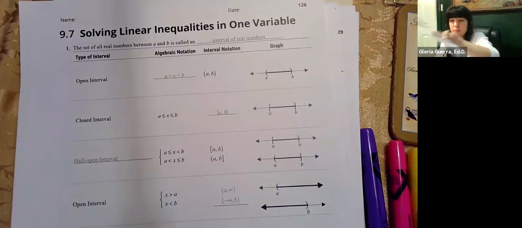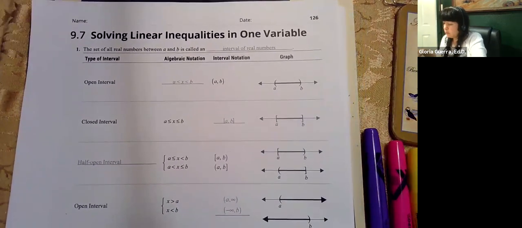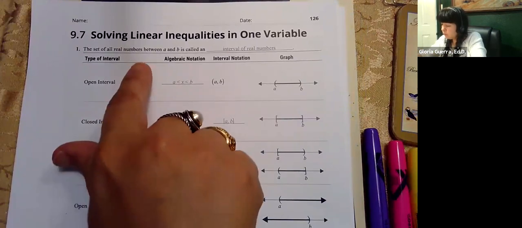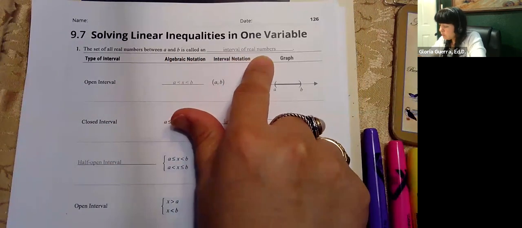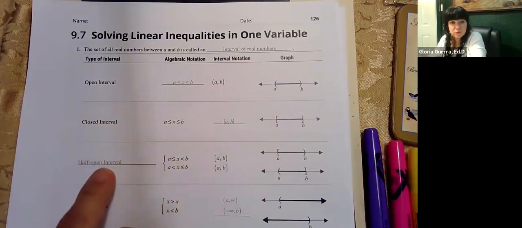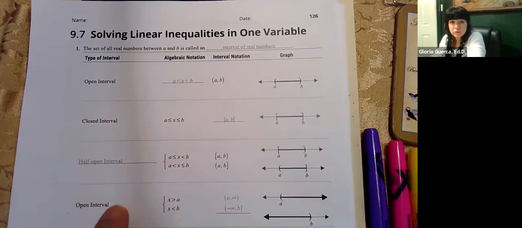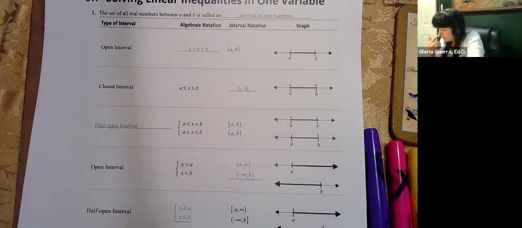So we have here, on page 126 of your workbook, it says a set of all real numbers between A and B is called an interval of real numbers. Then we have this list of types of intervals: open intervals, closed intervals, half open intervals. Some of them are repeating.